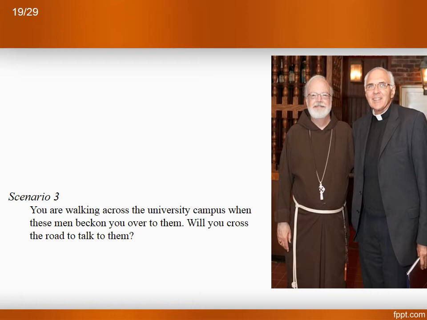And then pause the recording to think about why you would make that response. What is it that's guiding your action? Pause it when you're ready. We'll move on to the next slide.